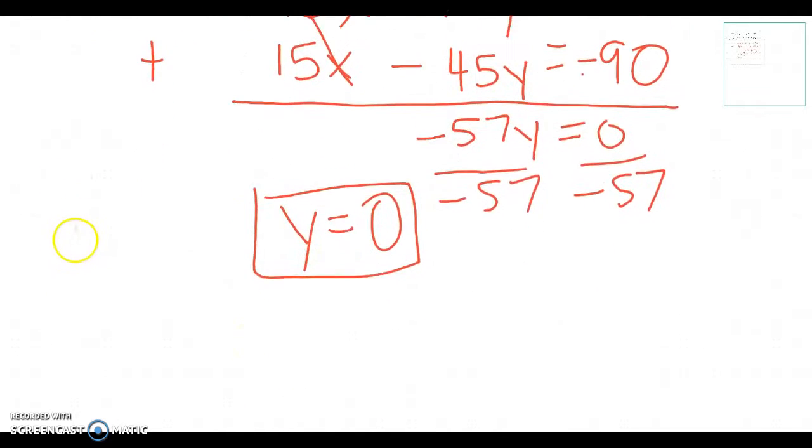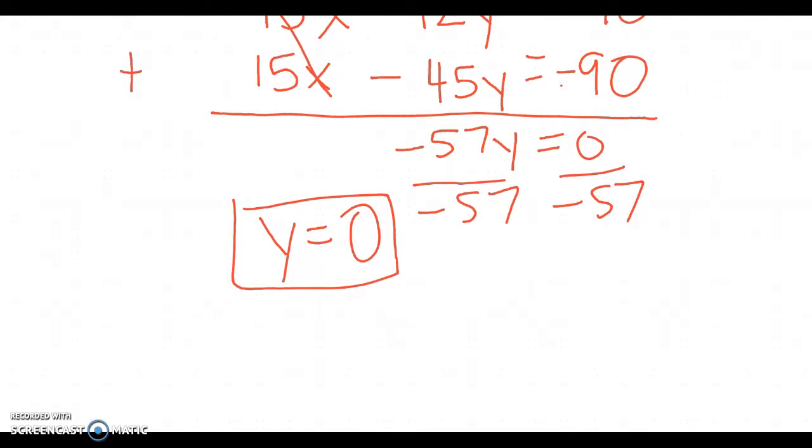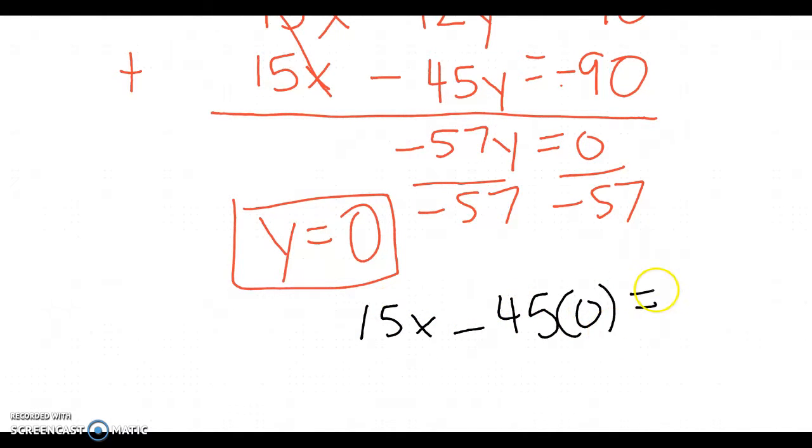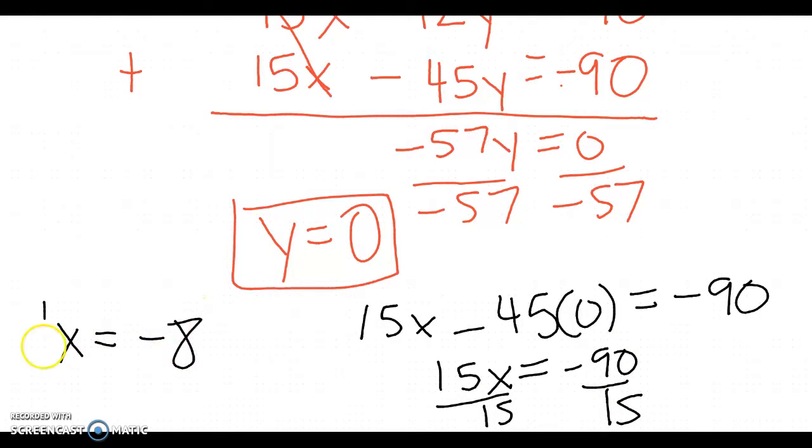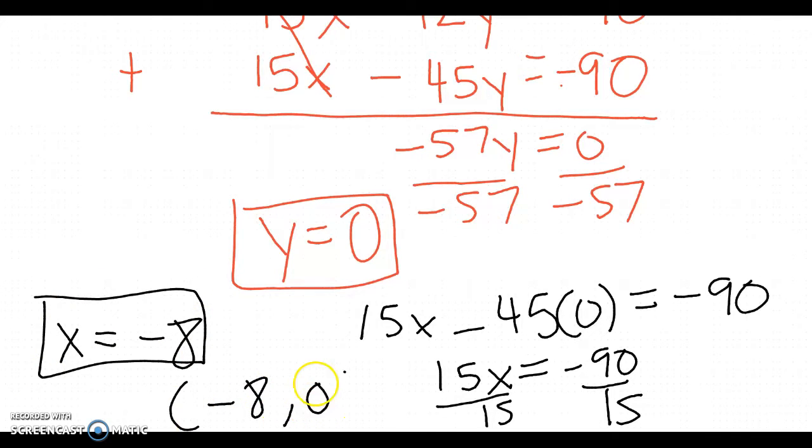And then we got one answer, so I have to get a second answer. I'll just take that bottom equation this time, since it doesn't matter which equation I use. So we'll do 15x minus 45 times 0 equals negative 90. Well, negative 45 times 0 goes away, so you get 15x is equal to negative 90. Divide both sides by 15, and I should get that x is equal to negative 8. And again, we can write this as negative 8 comma 0.